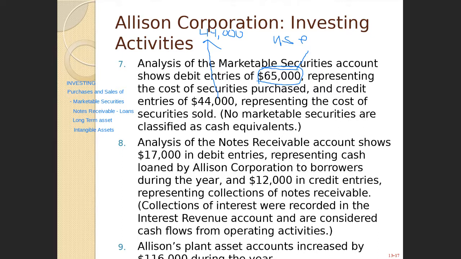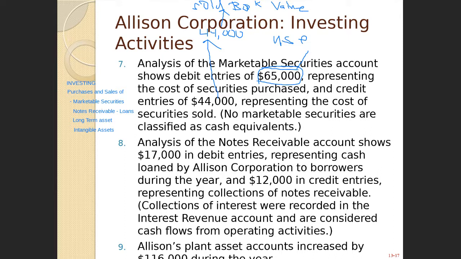So if the marketable securities account decreased or is credited for $44,000, what does that mean? That means that the corporation sold marketable securities, which had a book value. Remember, the book value is the amount that is credited. So this $44,000 means that securities for an amount of $44,000 were sold during the course of this year.